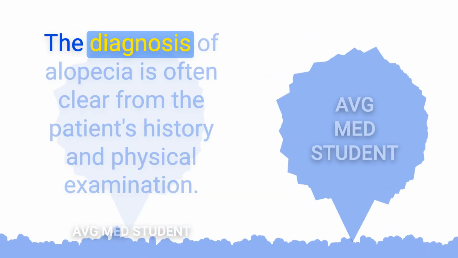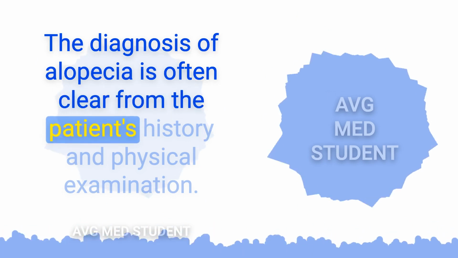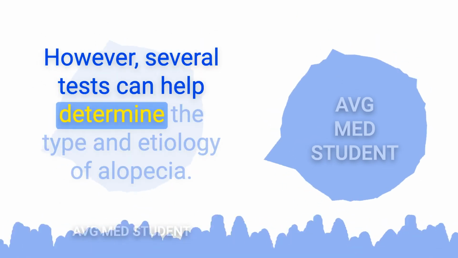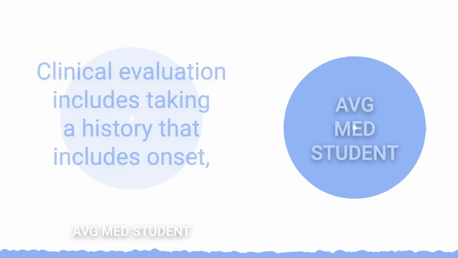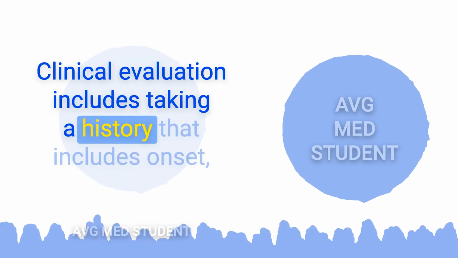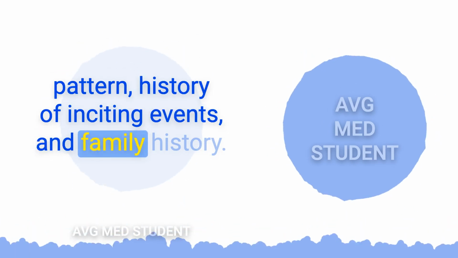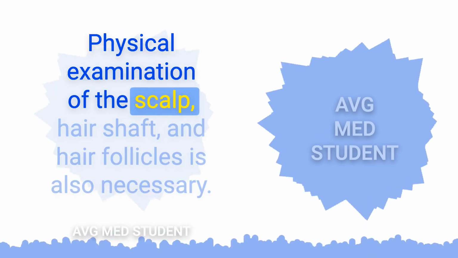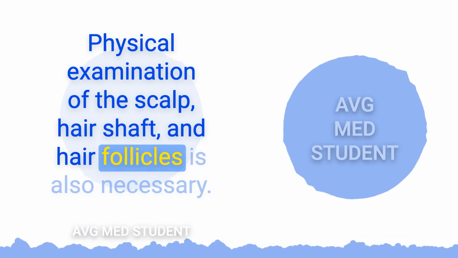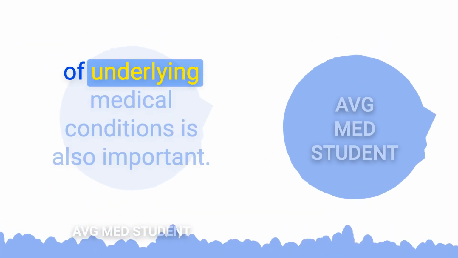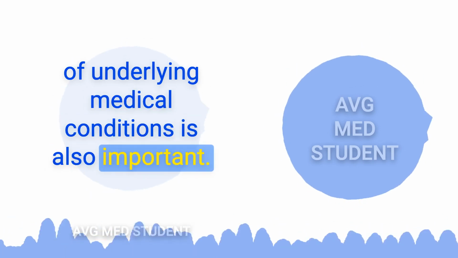Diagnostics. The diagnosis of alopecia is often clear from the patient's history and physical examination. However, several tests can help determine the type and etiology of alopecia. Clinical evaluation includes taking a history that includes onset, pattern, history of inciting events, and family history. Physical examination of the scalp, hair shaft, and hair follicles is also necessary. Evaluation for systemic symptoms suggestive of underlying medical conditions is also important.